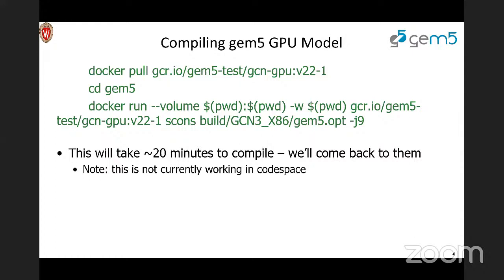But first things first, since this takes about 20 minutes to compile, and we can talk through the rest of it while we're going, I'm going to pause here so folks can get a moment to do it. What we're going to do is pull a Docker image, which is listed here. It is gcr.io/gem5tests/gcngpu/v21.1. That will take about a minute on most machines to pull. And once that's done, we are going to compile gem5 by running the command to build the GPU support. So I'm going to pause here.